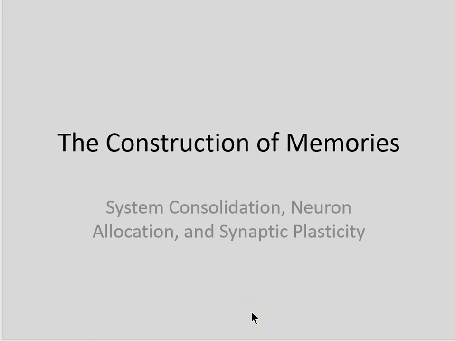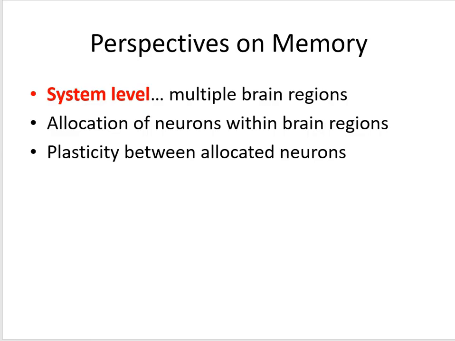In this lesson series, we'll take a look at the construction of memories. We'll encounter three main concepts: system consolidation, neuron allocation, and synaptic plasticity. Now, we can look at human memory from a variety of perspectives. At the system level, we're interested in how memories may be stored across multiple brain regions. In future lessons, we'll encounter the concept of allocation and plasticity.